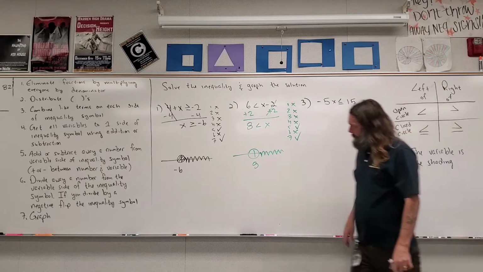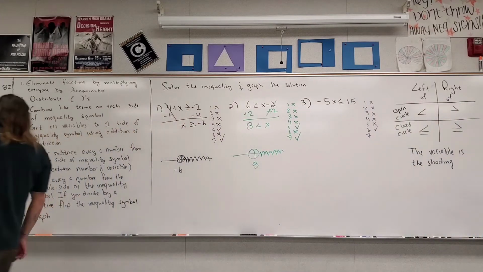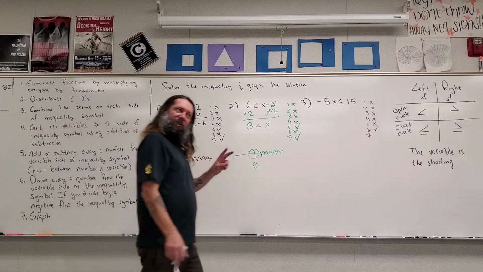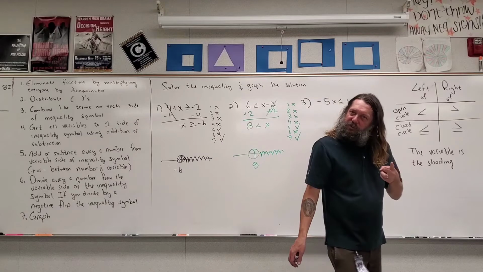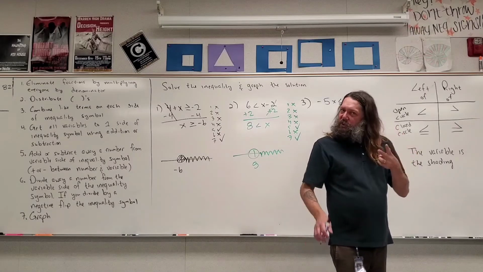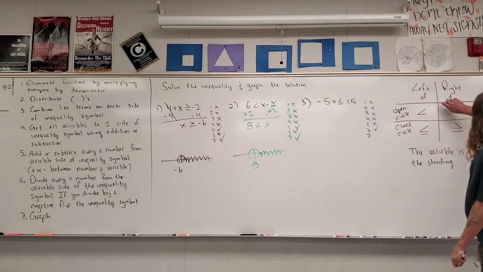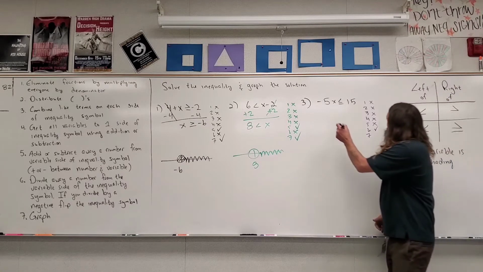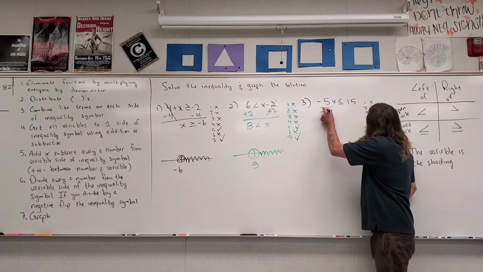Now, make sure we understand all the directions of step 6. Divide away a number from the variable side of the inequality symbol. If you divide by a negative, flip the inequality symbol. Remember, when you change signs of numbers, you change their position. And when you change their position, you have to change how you describe their position. So it was on the left, now it's on the right. So that's why we flipped that. Just a quick reminder. So we have to divide both sides by negative 5.